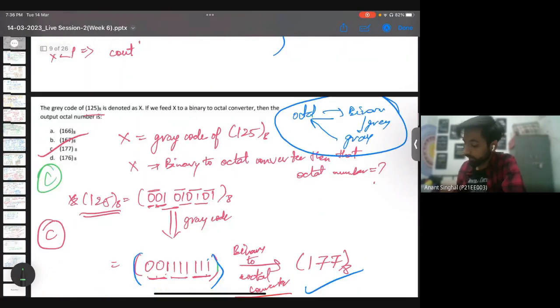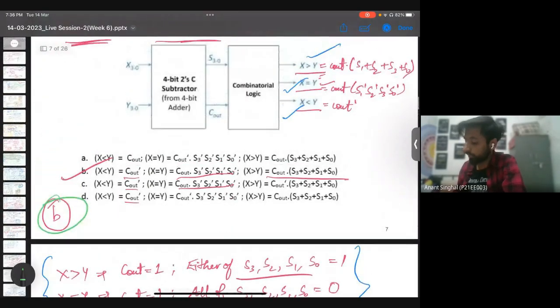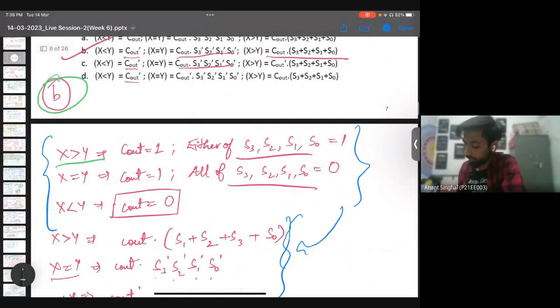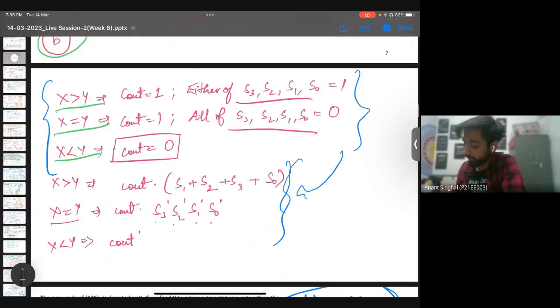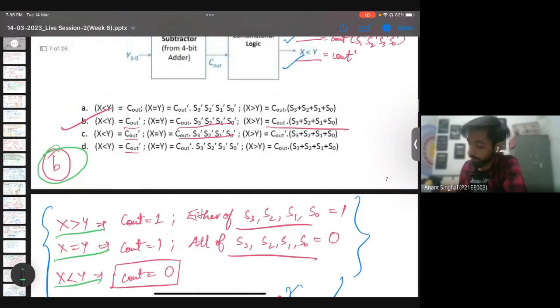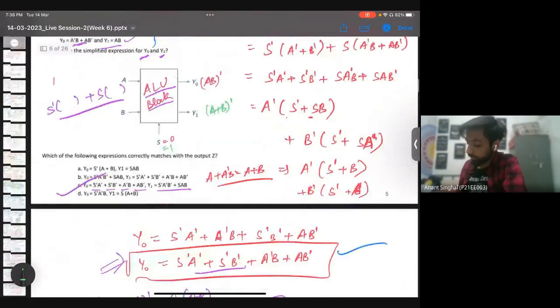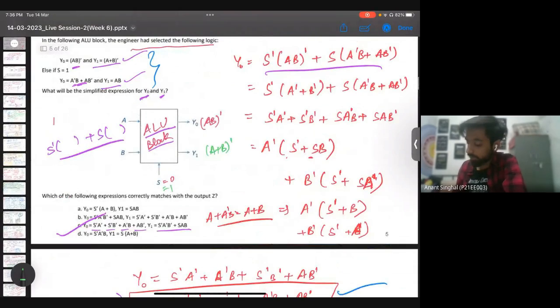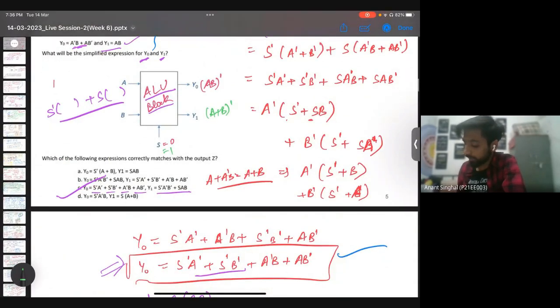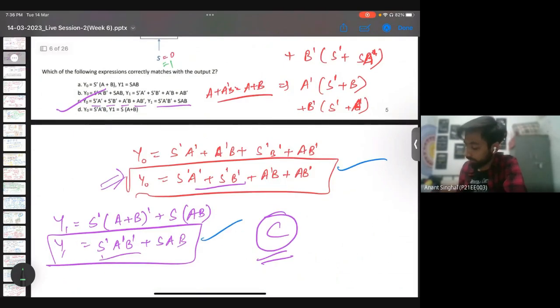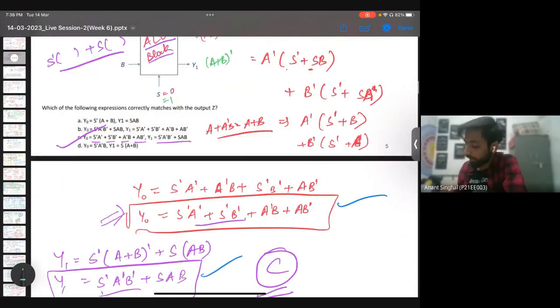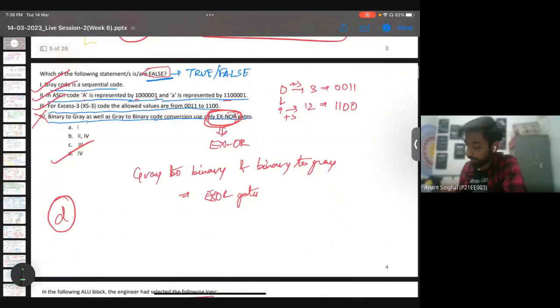Then again there was a conversion question, and then this was a question where we got to know the condition for all of the three cases, and we wrote the logical expression based on that, and we got the answer. Then this was a most interesting question which contained an ALU block, and we calculated the corresponding y0 and y1 according to the conditions given in the question, and we got to know that option C is the correct answer.